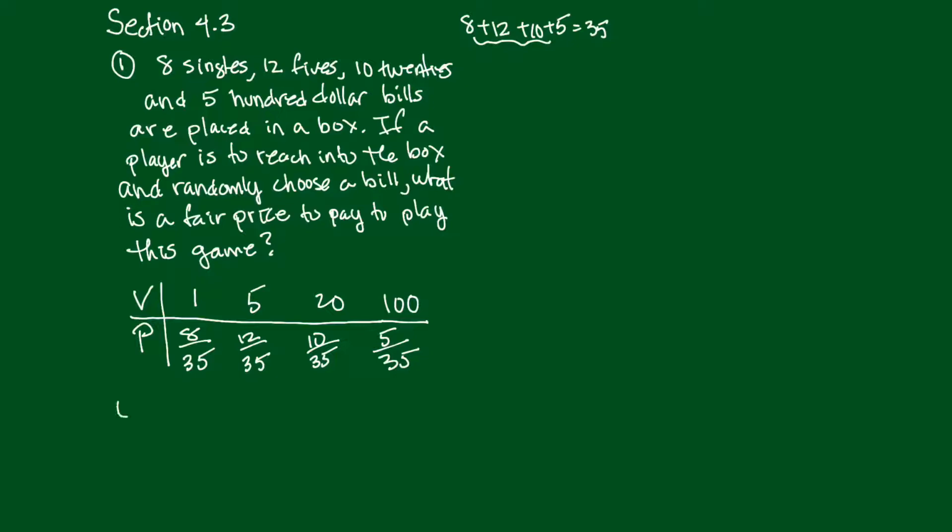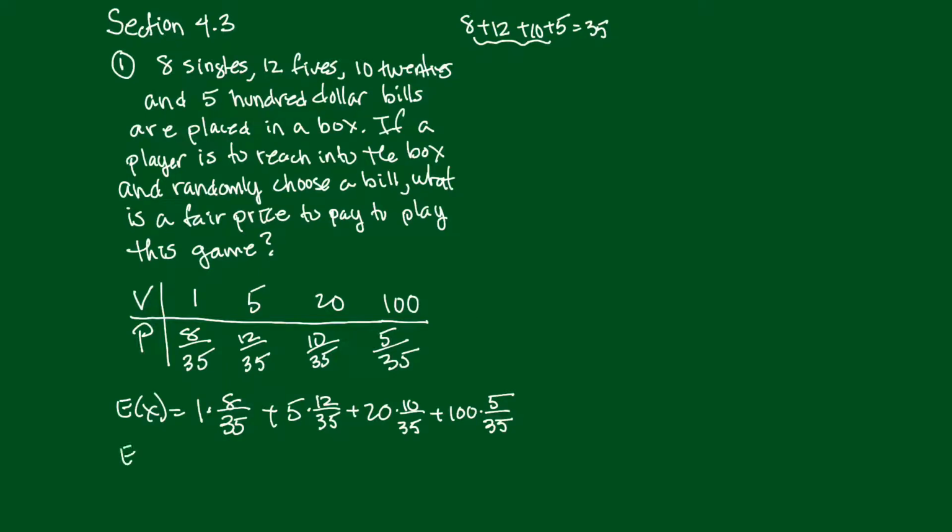So the expected value goes like this. The expected value is the value times the probability, and then we add them all up. The first one, we got the value of 1. The probability is we'll get that 8 out of 35 times, plus the value of 5. That will happen 12 out of 35 times, plus the value was 20. That'll happen 10 out of 35 times, plus the value was 100, and that will happen 5 times out of 35.